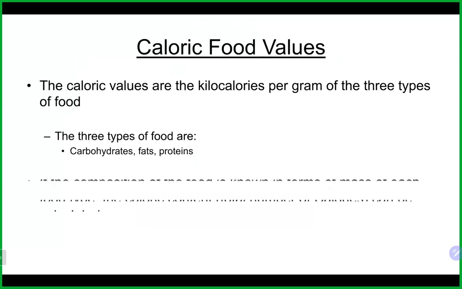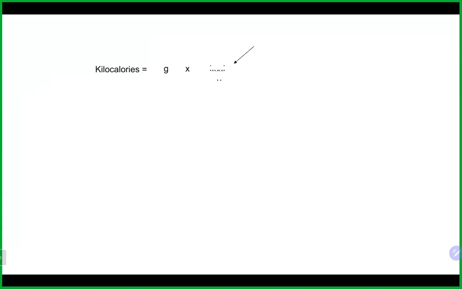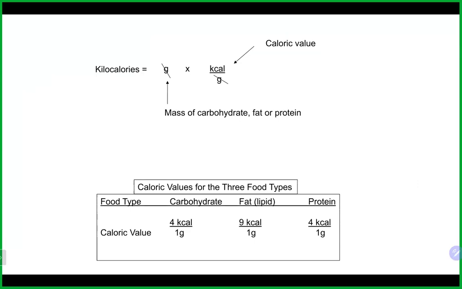Now, when we talk about food and energy, there's 3 types of food that we deal with: carbohydrates, fats, and proteins. And each of these has a caloric value. And you could use the caloric value of carbohydrates, fats, and proteins to determine how many nutritional calories there are, for example, in a serving of chips or cookies or whatever you may be eating. And you could do that by basically just taking the grams times those caloric values. Now, for carbohydrates, it's 4 kilocalories per gram. For fat, it is 9 kilocalories per gram. And for protein, it is 4 kilocalories per gram.